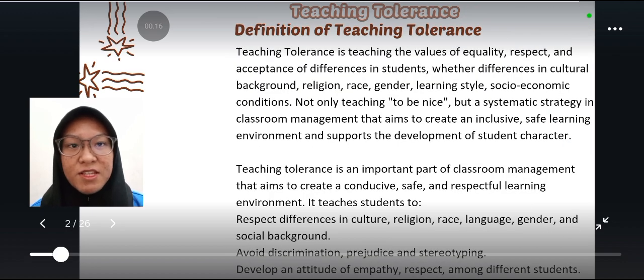Teaching tolerance. The definition of teaching tolerance is teaching the values of equality, respect, and acceptance of difference in students, whether difference in cultural background, religion, race, gender, learning style, or socio-economic condition. It is not only teaching to be nice, but a strategy in classroom management that aims to create an inclusive, safe learning environment and support the development of the student's character. It is an important part of classroom management that aims to create a conducive, safe, and respectful learning environment.